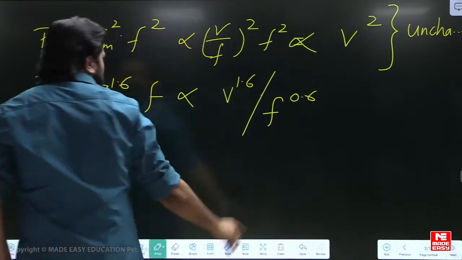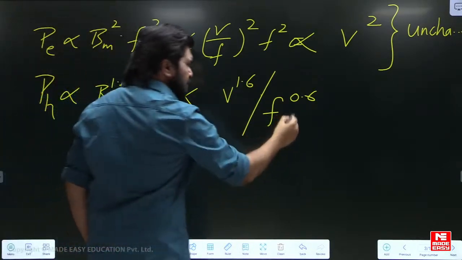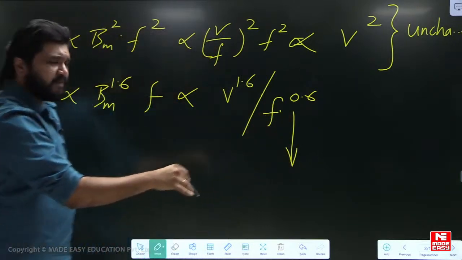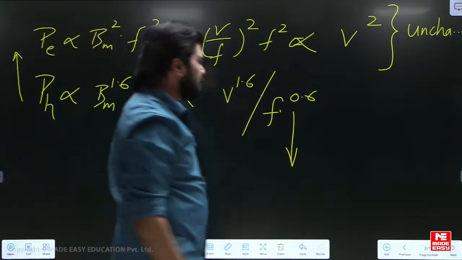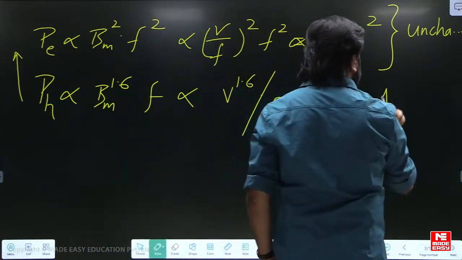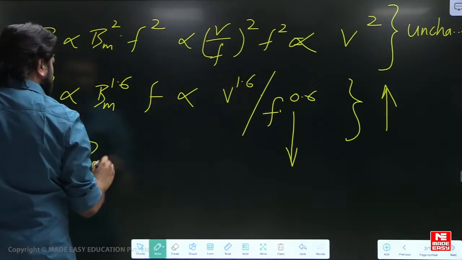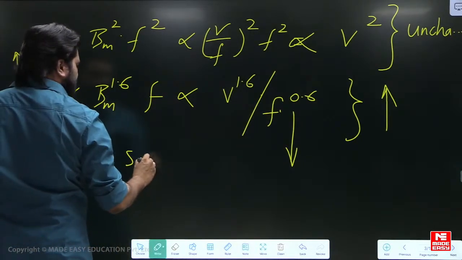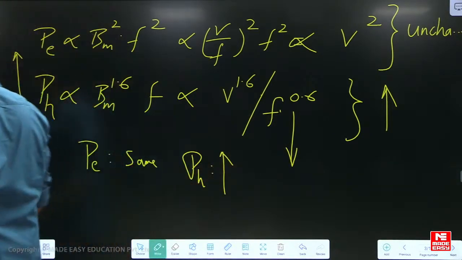But as frequency is reduced from 50 to 40, as F is in the denominator, hysteresis loss will definitely increase. So the answer is Pe same, unchanged, Ph increased.